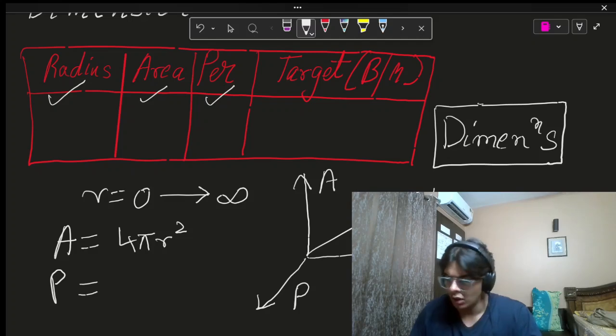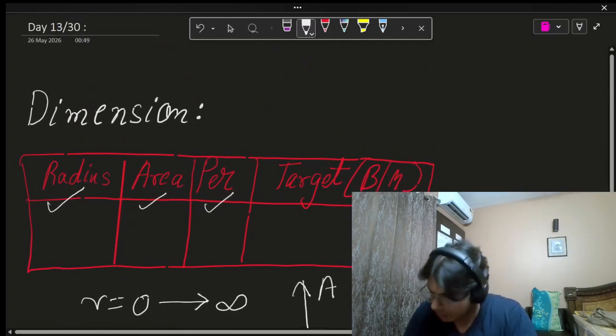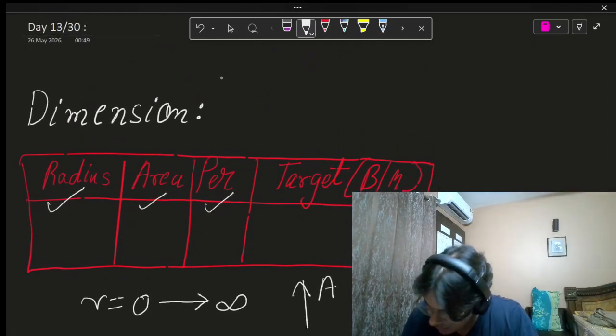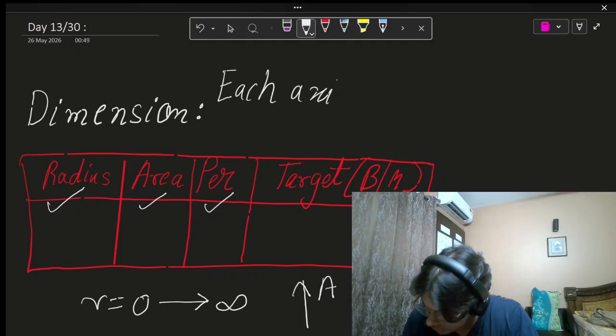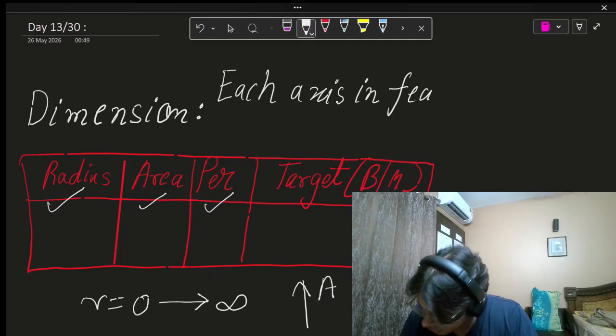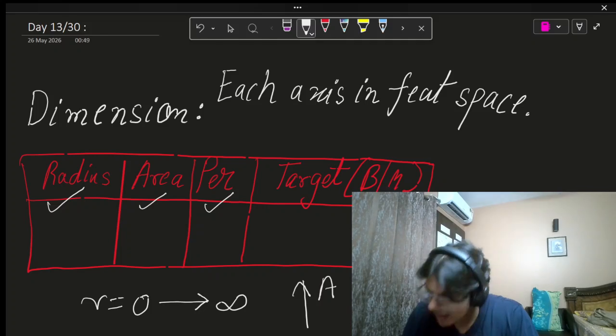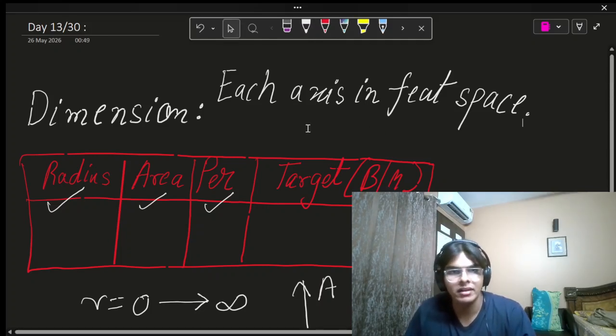Simple. If you want me to write it, maybe I can write it. So dimension can be each axis in feature space. Wherever the features are drawn, or wherever the features lie, every separate axis represents a dimension. Just remember that, simple as that.